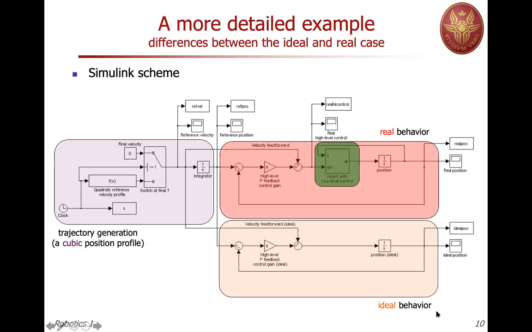Now, inside the green block, there is the low-level controller. We don't know exactly what it is. If we assume that this is ideal, so that the reference velocity that we are commanding will also be the actual velocity of the robot, then this green block inside will just vanish. In fact, the ideal behavior is replicated in this simulation below, so that we can compare what we believe would happen if everything is ideal with what is really happening by looking at the complete dynamics.